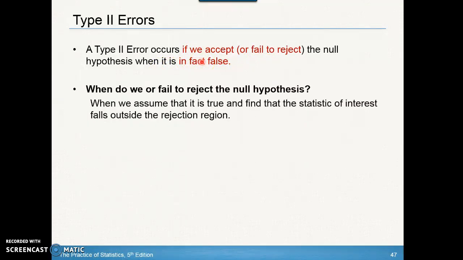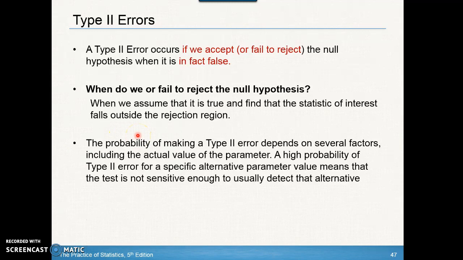So when do we fail to reject the null hypothesis? When we assume that the null is true and find that the statistic of interest falls outside the rejection region. Okay, so basically it's like saying we find the statistic of interest and it falls outside the rejection region, or it sort of falls in that fail-to-reject region. So if you had the 95% and the 5% of the curve, it would be falling in that 95% of the curve instead of that 5% of the curve.